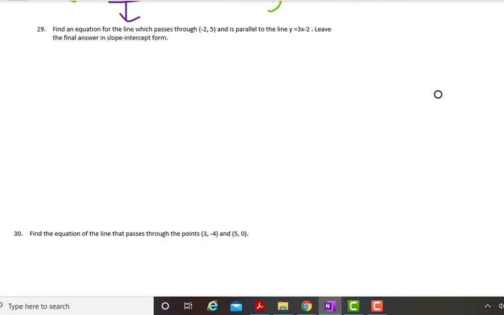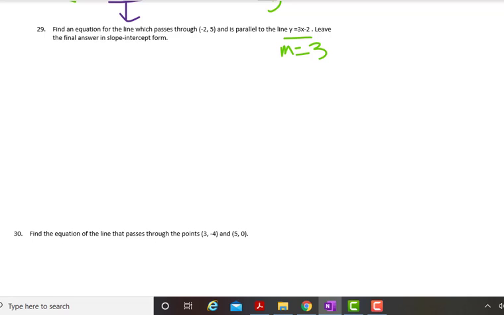Number 29. Find an equation for the line which passes through -2, 5 and is parallel to the line y equals 3x minus 2. Leave the answer in slope-intercept form. Well, what we know about parallel lines is that they have the same slope. So that means since the slope of the line y equals 3x minus 2 is 3, the slope of our line will also be 3.